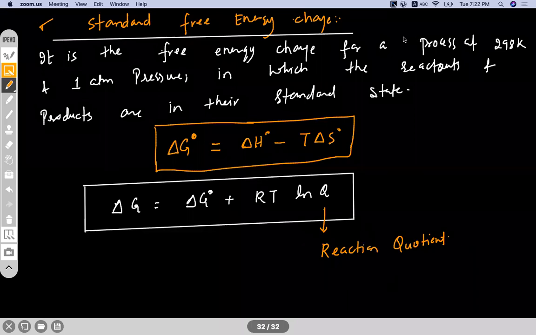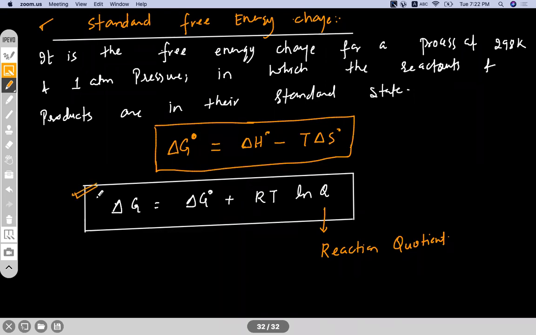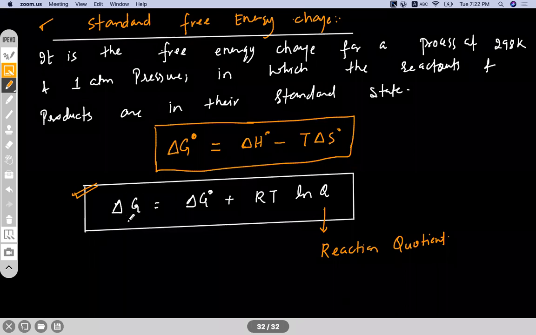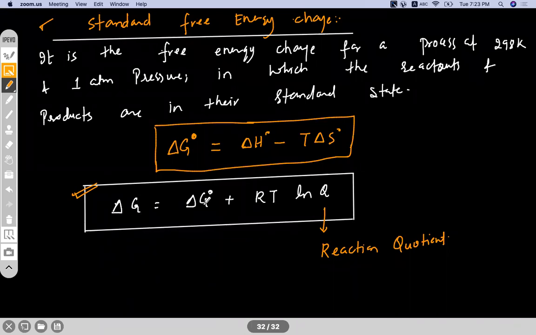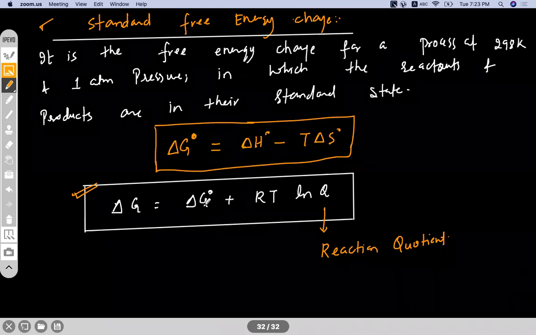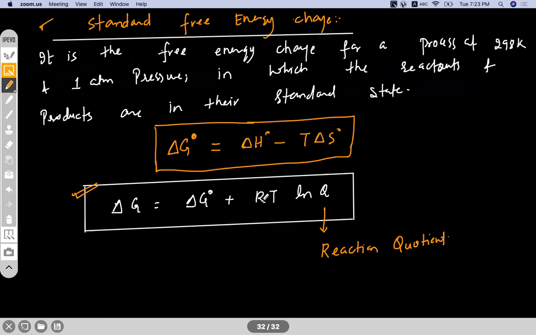Q is the reaction quotient. A little bit I'll tell you, this formula you just memorize it. We'll discuss this later in chemical equilibrium. Delta G is the free energy change, Gibbs free energy change. Delta G naught is the Gibbs free energy change at standard state, R is the gas constant, T is temperature. Q is the reaction quotient. What is reaction quotient? I'll tell you.